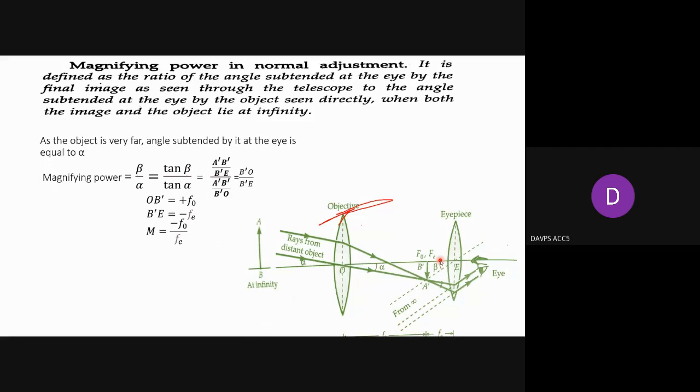So if you find tan beta by tan alpha from this triangle, it is A dash B dash by B dash E, that is, B dash O by B dash E. Then OB dash is equal to plus F naught and B dash E is equal to minus Fe. This is the magnification we are finding: minus F naught by Fe. So this is the magnification in the case of normal vision.